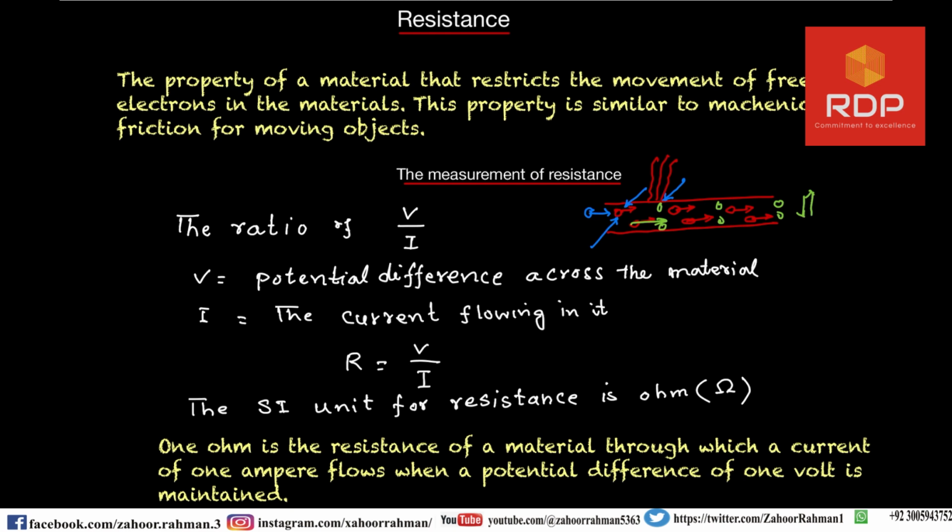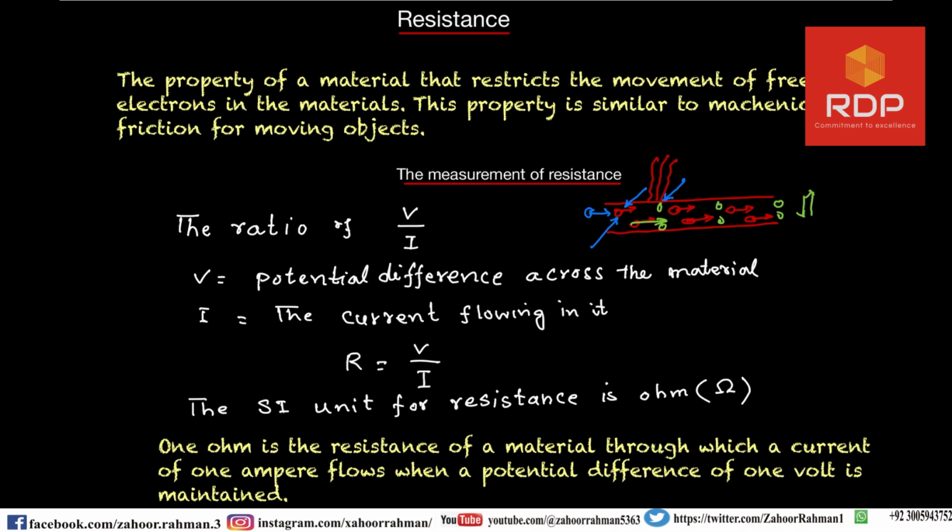Now if we want to compare this with mechanical friction, then they are the same. This property is similar to mechanical friction for a moving object. They also provide opposition to the flow of the object.